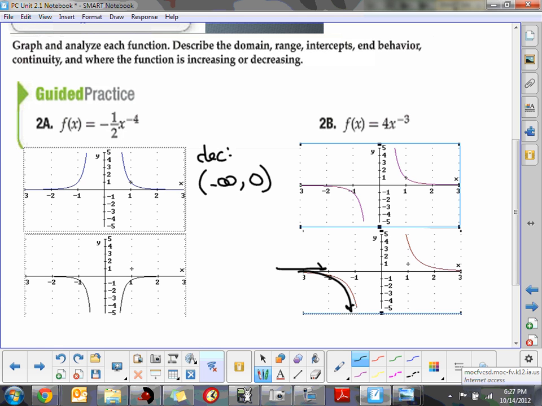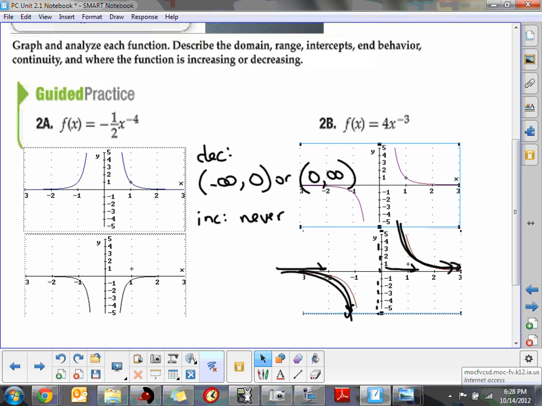Okay, what happens as we come across the vertical asymptote? X's are getting bigger. As x's are getting bigger, what's happening to your graph? Once again, your graph is going downward, so it's decreasing again on another interval, from 0 to infinity. So where is it increasing? Never. This graph is never increasing. It's always on the fall, no matter where you go from left to right.